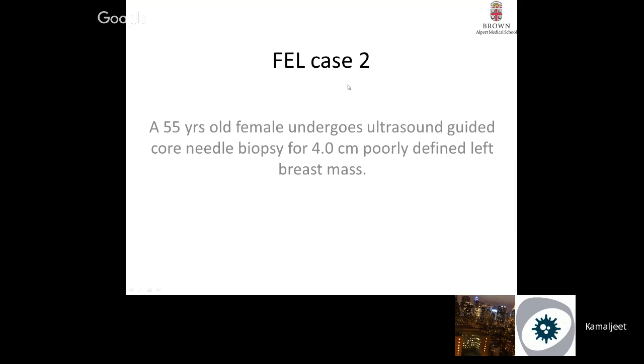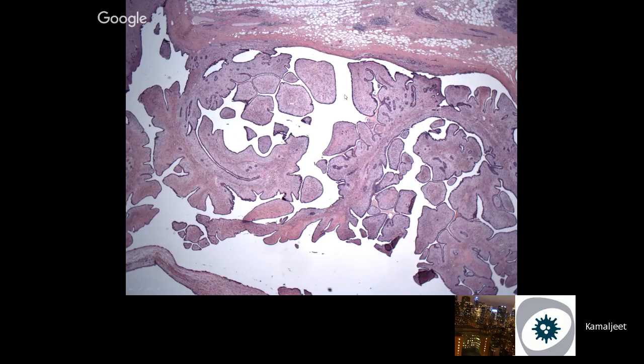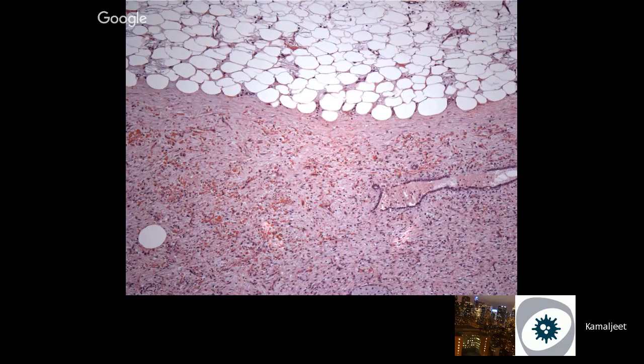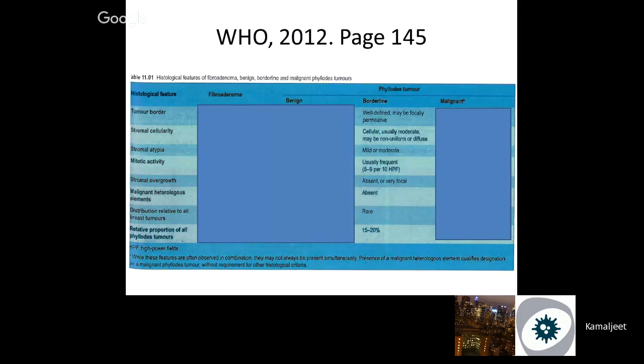So let's go on to the next one. This is another example of phyllodes where you see this prominent leaf-like architecture, and you don't see very cellular stroma at this magnification. However, the architecture is prominent. Makes you think of phyllodes. Focally, it does get into the adjacent fat, a focally permeative border. However, otherwise, I don't think it shows stromal overgrowth. Let's go to the high power picture. So there you go. Some people call it tenting, or creeping into the adjacent fat, microscopic permeation. So that would make it at least borderline.